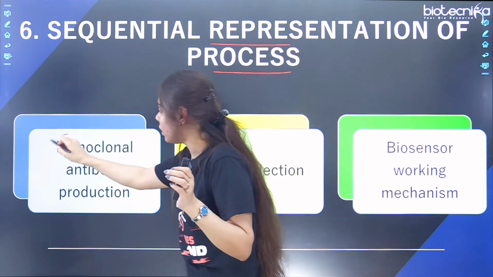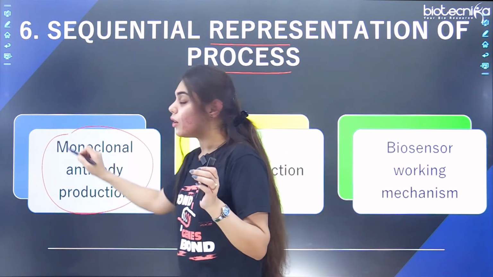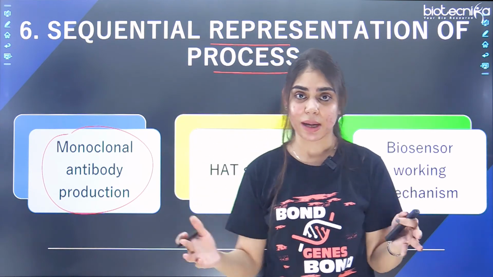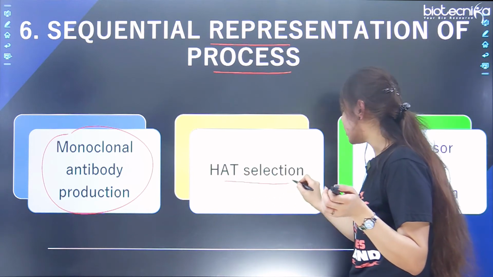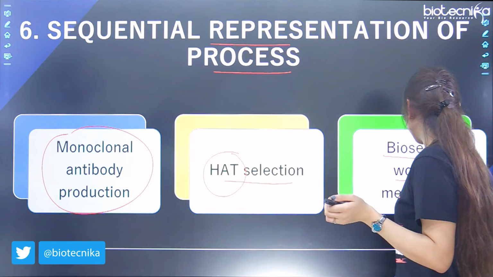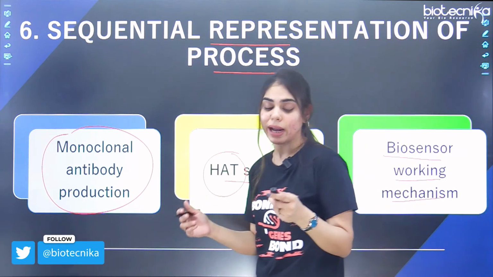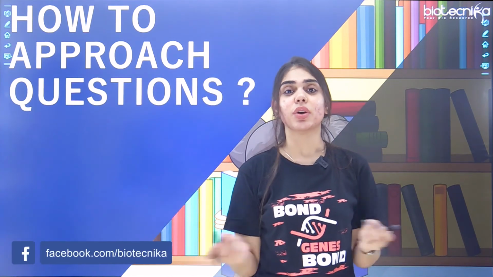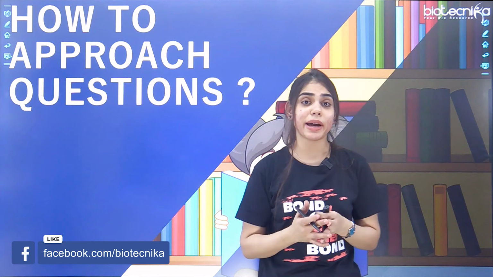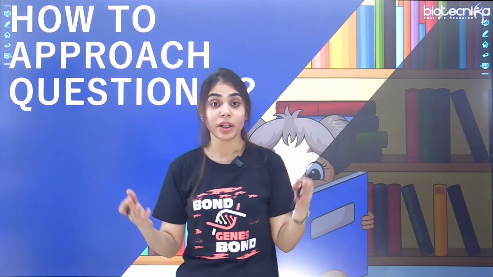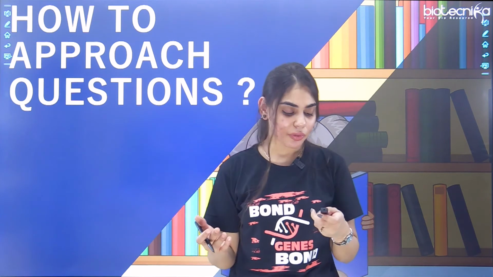So you can do it for the monoclonal antibody production, how the monoclonal antibody is to be produced, what is the sequence that is involved, what are the steps behind this, what is HAT selection of this monoclonal antibody, and also you can do it for the biosensor working mechanism, how the working mechanism of a biosensor is done. So now let's see how to approach this type of question. Now we have already seen what are the important topics, how to prepare for this topic with the help of charts, tables, whether it is a mind map, graphical study, or in the form of graphs.